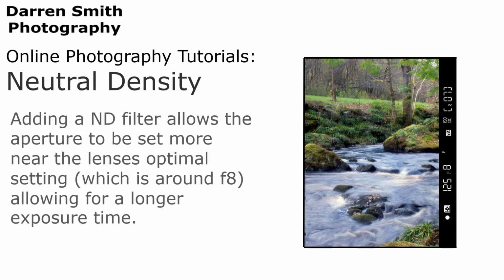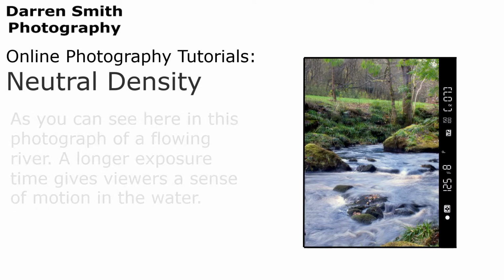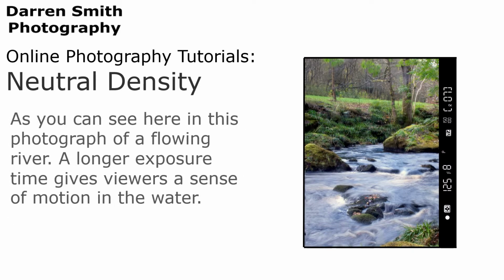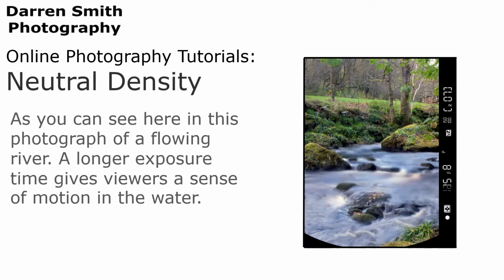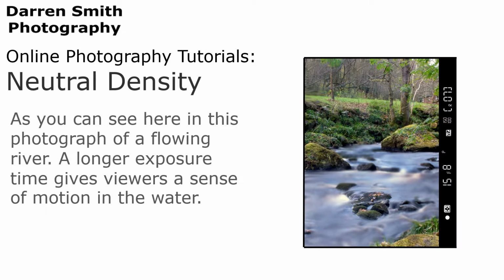Adding a neutral density filter allows the aperture to be set more near the lens's optimal settings, which is often around f8, allowing for a longer exposure time. If you look at the two photographs we have here, the second image has a longer exposure time and gives the viewers a sense of motion in the water.